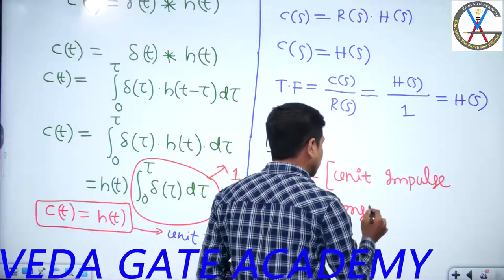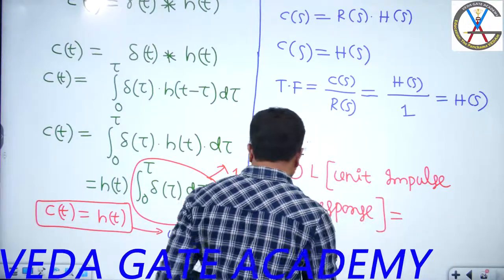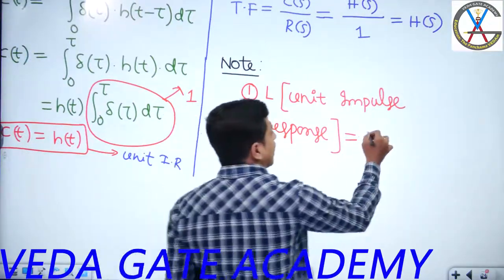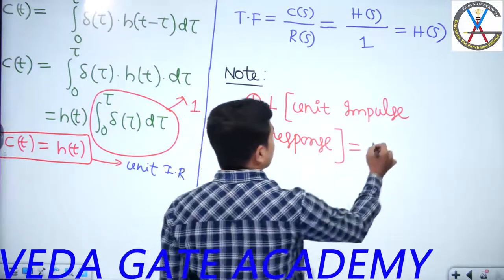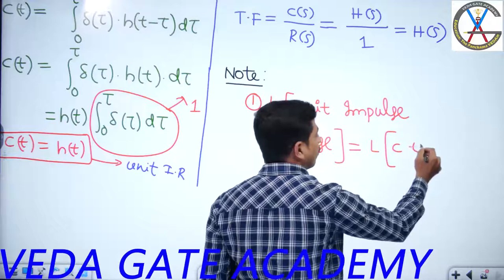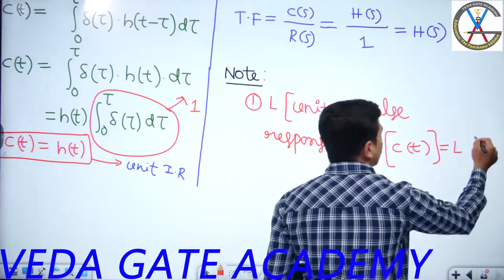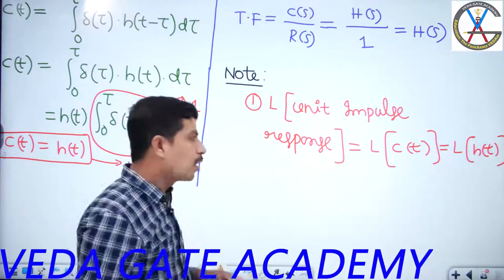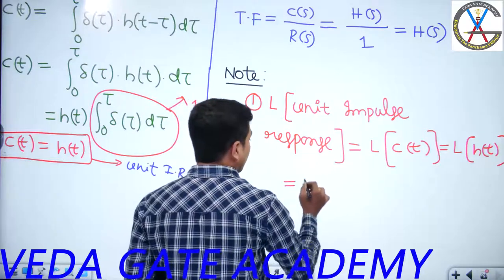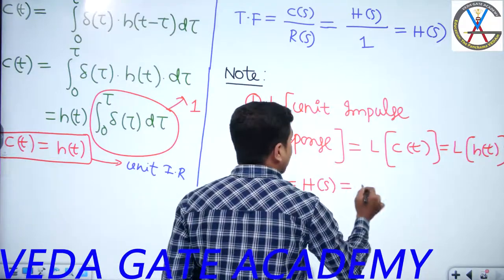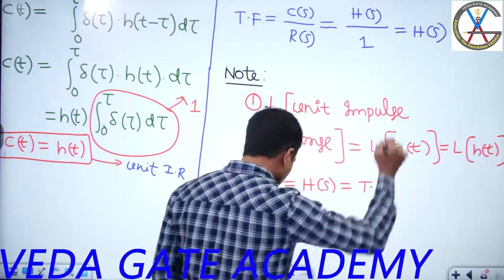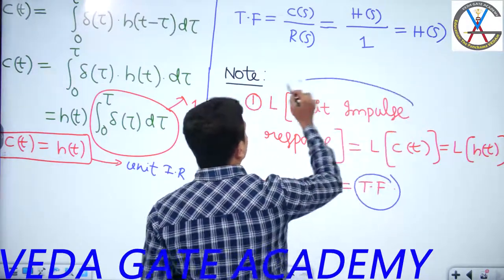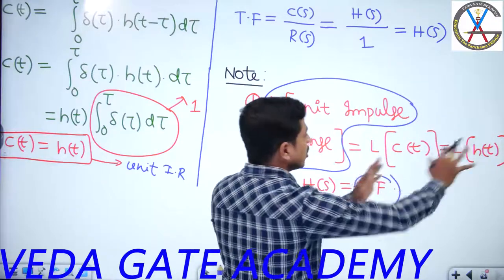I'll do it, not just statements, I'm going to prove everything. The Laplace transform of the unit impulse response, C of T in the time domain, is the Laplace transform of H of T. C of T is equal to H of T because the integration from 0 to tau of delta of theta is equal to 1, so we are left with H of T. That gives H of S, which is nothing but the transfer function. Two things I'm going to underline here, this and this. The remaining is the procedure we did.